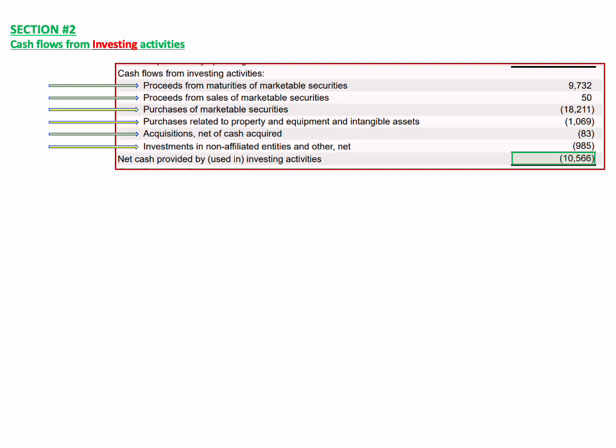So cash that's gone. Purchase related to property and equipment. This is also referred to as capital expenditure, so you'll hear the term capex. This is money that they reinvested back in the company. So that's $1 billion. And the rest, acquisition investments, are again additional expenses or purchases that they've made in cash that left the company. So for a net cash total of $10,566 million. That's how much cash left the corporation.